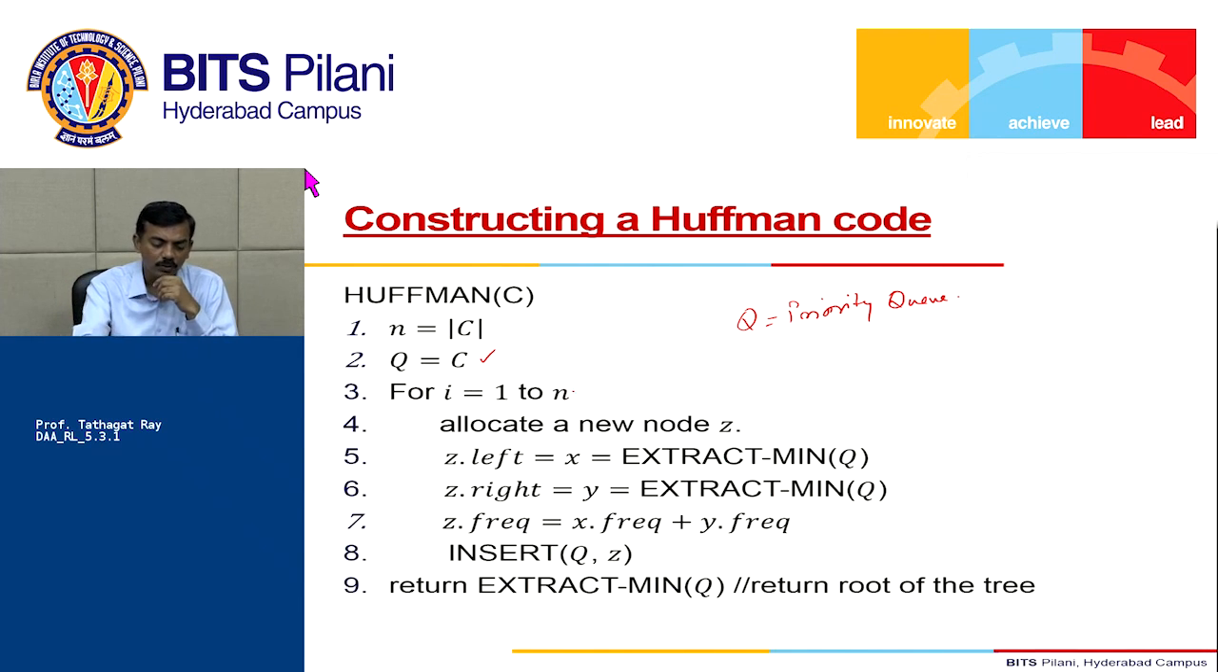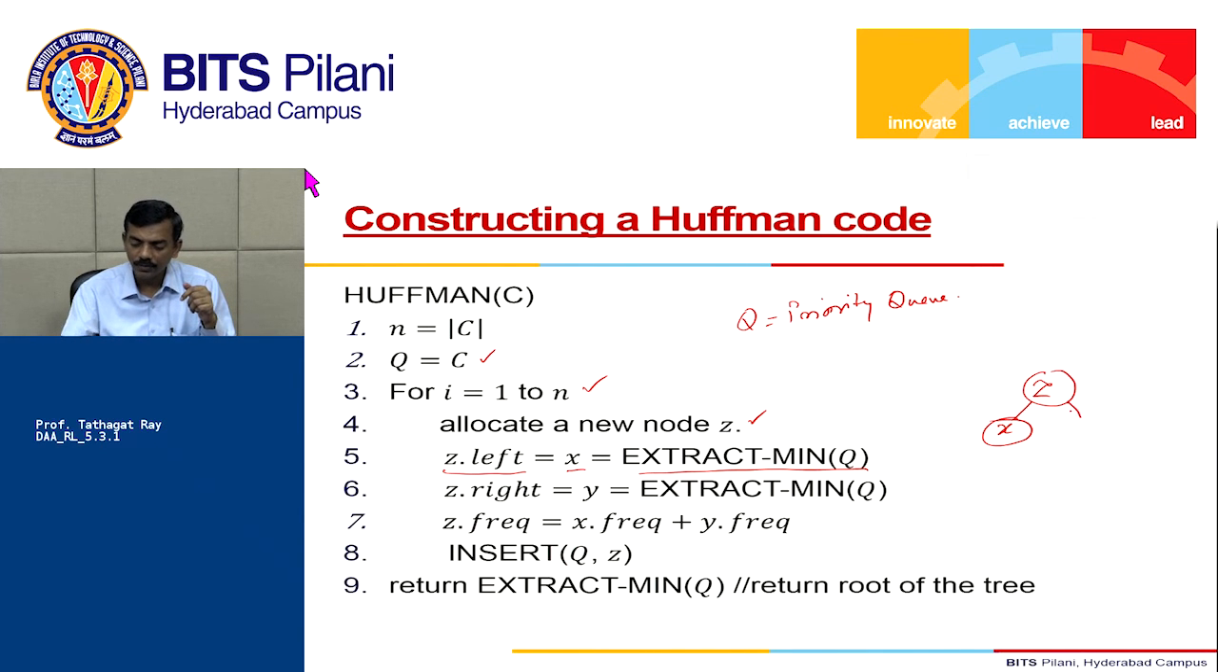Then for i equal to 1 to n, you iterate only n times. What you do is you allocate a new node Z. Then you extract minimum from Q, that means extract the character with the minimum frequency, let's call that X, and assign it to the left of Z. So I am creating a node Z, then in my queue, which has all the characters and their frequencies, you pick up the one with the minimum frequency, say X, and it's going to be the left child.